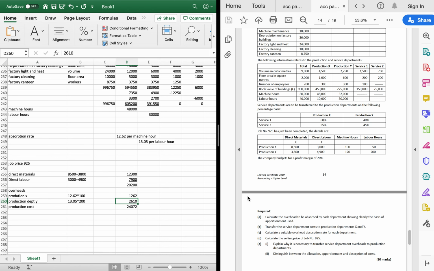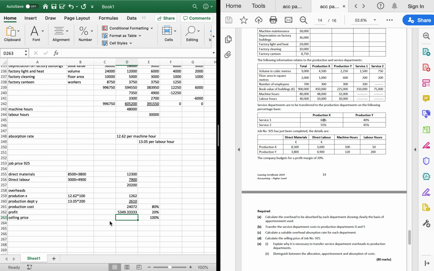Now normally there's a profit. It tells you there's a profit margin of 20%. That means that the cost is 80%, because margin is a percentage of sales. So the selling price has to be 100%. It's not a markup on cost, it's a margin of sales. Margin is a percentage of sales, as you know from the ratio. So this has to be 80%, so 24,072. To find the profit level, divide that by 80 and multiply by 20.